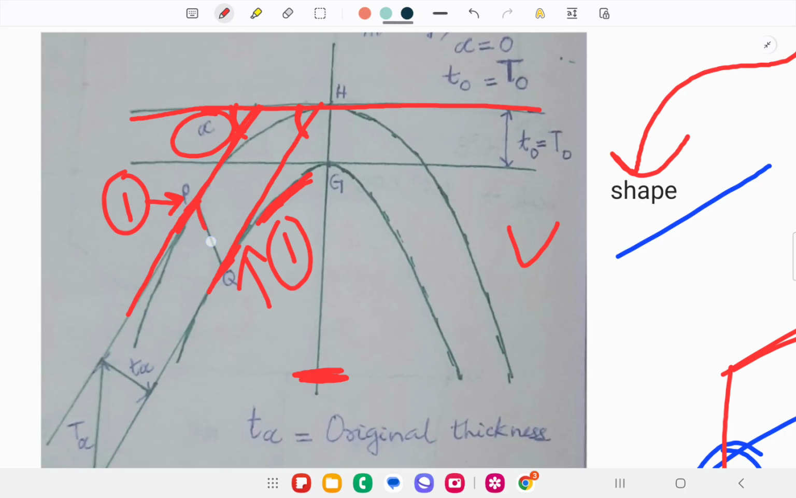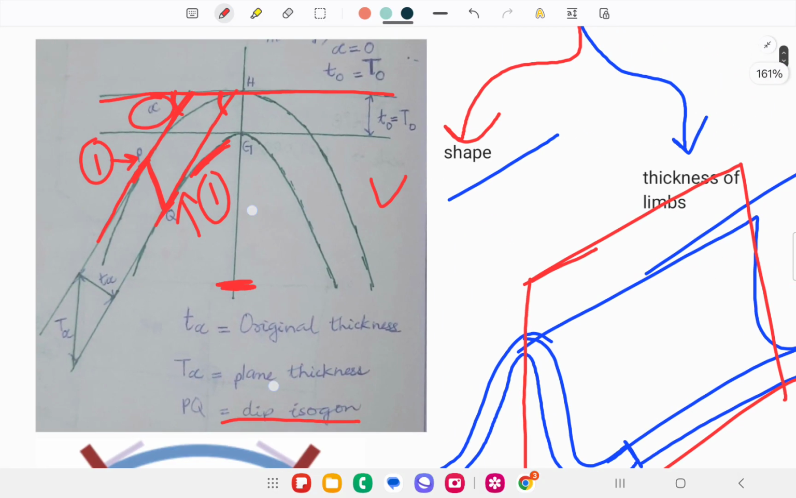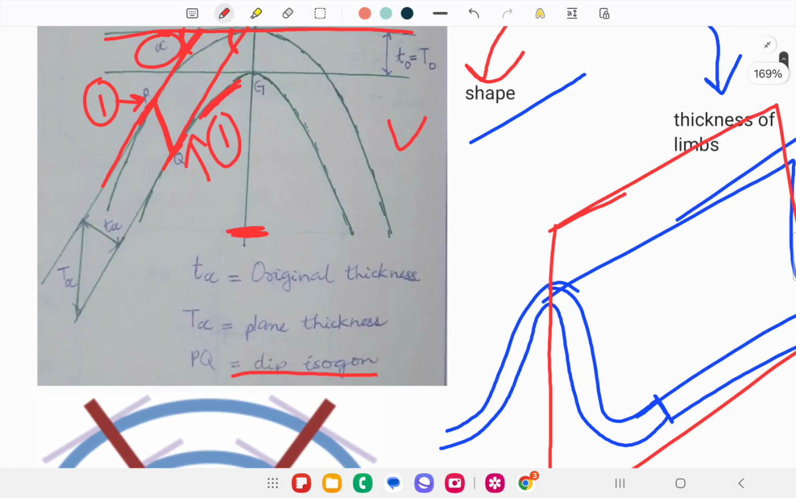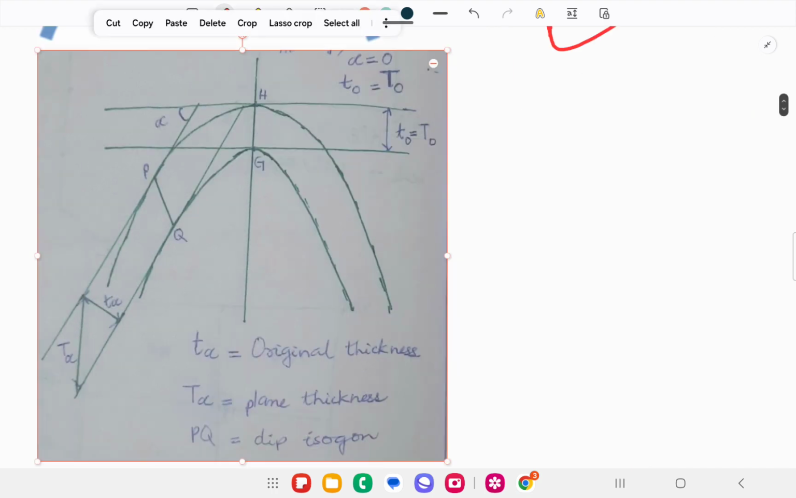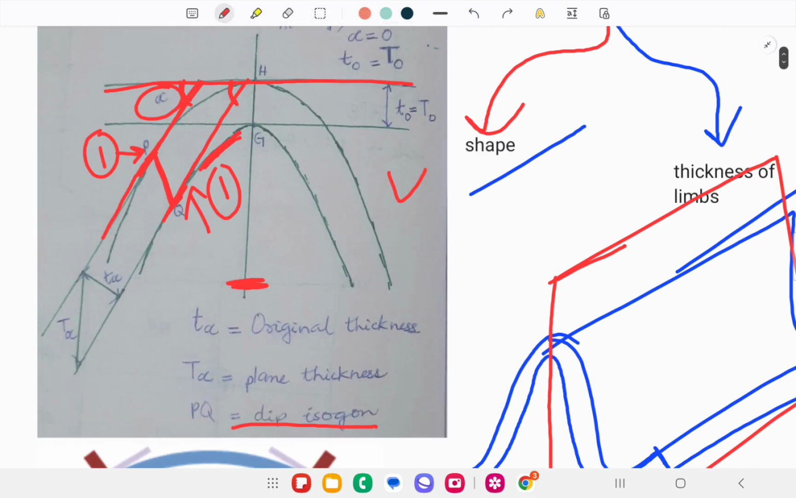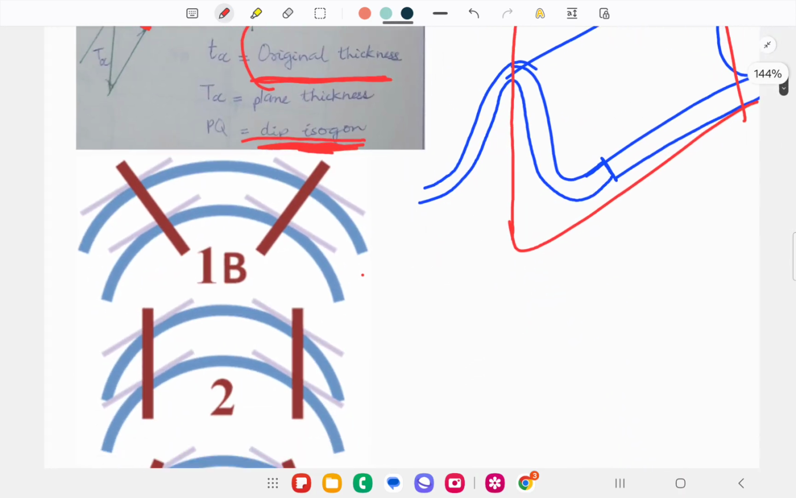The line that connects the two points is called the dip isogon. This PQ is the dip isogon. And when we extend those two lines and draw a perpendicular line connecting these two parallel lines, that is called the orthogonal thickness of the point. These two you have to know: orthogonal thickness and dip isogon. Okay, so let's begin.